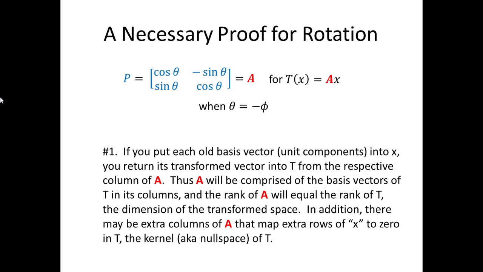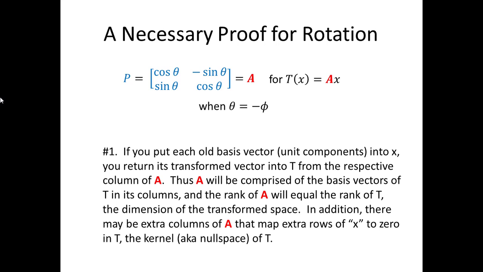We want to know the case where the transition matrix from the new basis back into the old basis is equal to the transformation matrix A in the transformation T(x) = A x. And that's when theta is equal to negative phi, phi being the rotation angle of the point, theta being the rotation angle of the axes. So starting off at number 1, if you put each old basis vector into x, you return the transformed vector for each respective column of A. Thus A will be comprised of the basis vectors of T in its columns, and the rank of A will equal the rank of T, which is the dimensions of the transformed space.